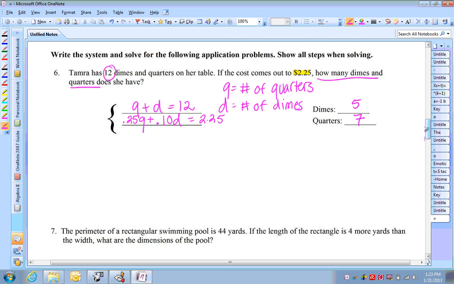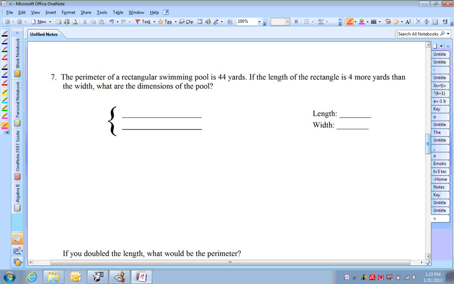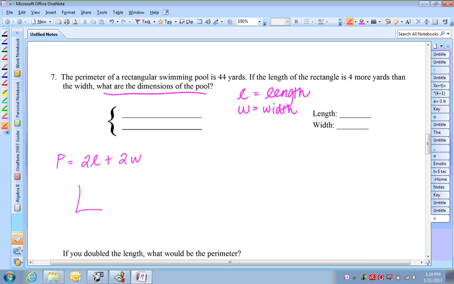All right, let's move on to 7. The perimeter of a rectangular swimming pool is 44 yards. If the length of the rectangle is 4 more yards than the width, what are the dimensions of the pool? So we're looking for the dimensions, which are the length and width. So L is equal to length and W is equal to width. We also have to remember that the perimeter of a rectangle is equal to 2 times the length plus 2 times the width, which makes sense because 2 sides of the rectangle make up the length and 2 sides make up the width, and when you add up the sides, that gives you the perimeter.